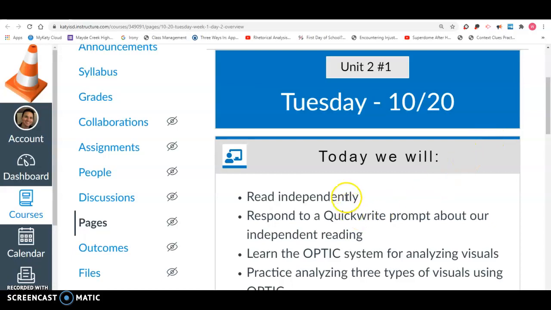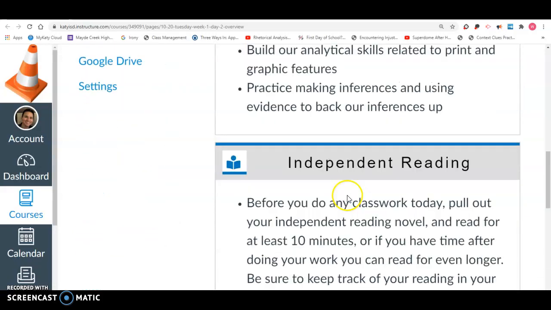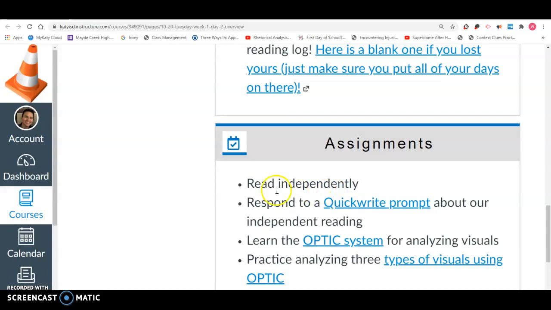Tuesday, October 20th. This is what you need to do. You need to read for 10 minutes. You're going to respond to a quick write prompt about your book. You're going to continue learning about the OPTIC system. And then you're going to practice using it with 3 different types of pictures.